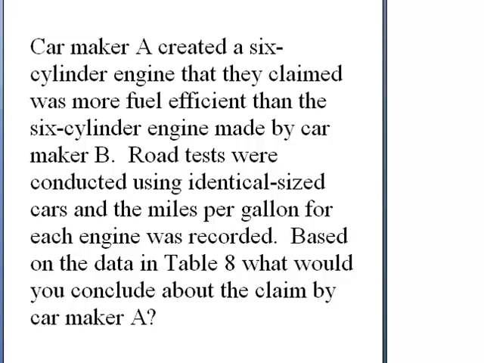Carmaker A created a six-cylinder engine that they claimed was more fuel efficient than the six-cylinder engine made by Carmaker B. Road tests were conducted using identically sized cars, and the miles per gallon for each engine was recorded. Based on the data in Table 8, what would you conclude about the claim by Carmaker A?